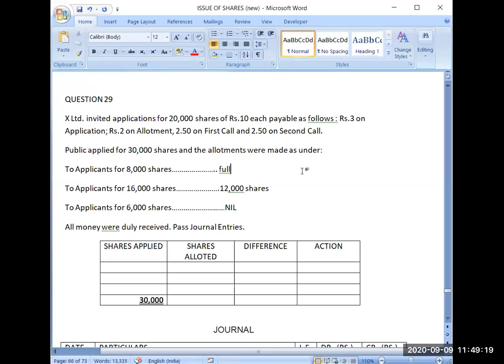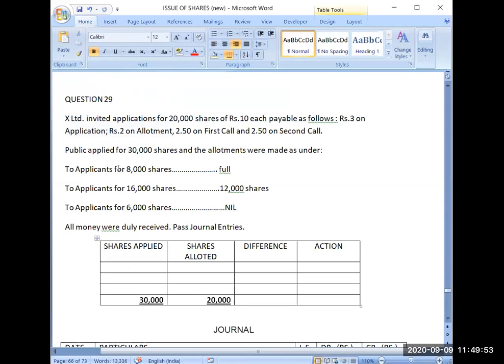Now, how many number of shares I have issued? Yes, I have issued 20,000. X Limited invited applications for 20,000 shares. So these two are very, very important information for the question. So I can only allow 20,000 shares, not more than that. Maximum allotment I can do for 20,000 shares only. So now I got the totals for these two columns. Now I will read the question further and I will fill up the blanks.